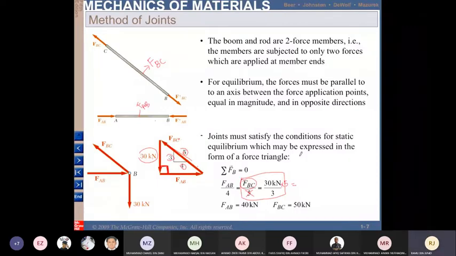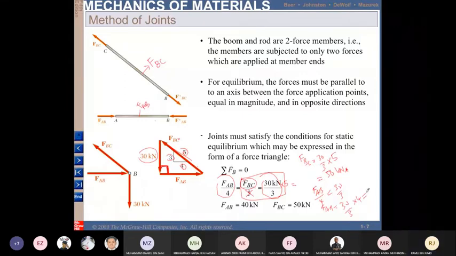So FBC equals 30 over 3 times 5. Do you understand? So you will get 50 kilonewton. Similarly, if you take only this one and this one, we get FAB over 4 equal to 30 over 3. So FAB equals 30 over 3 times 4.